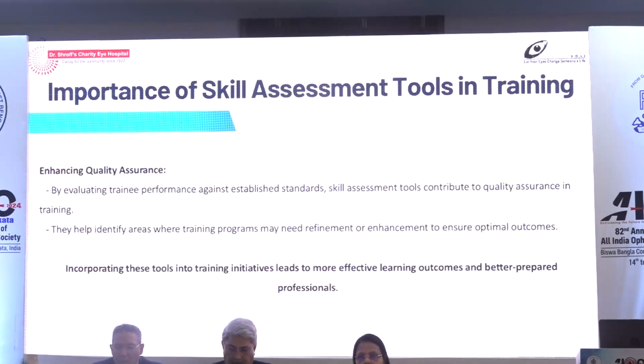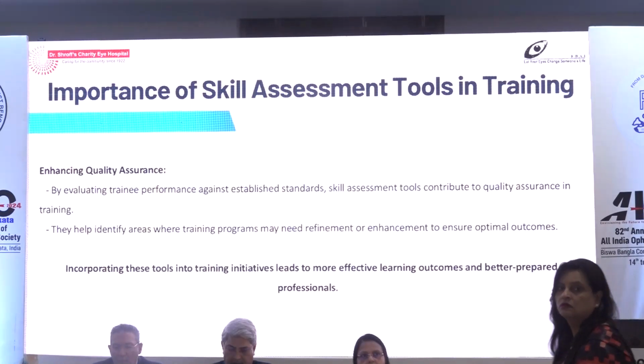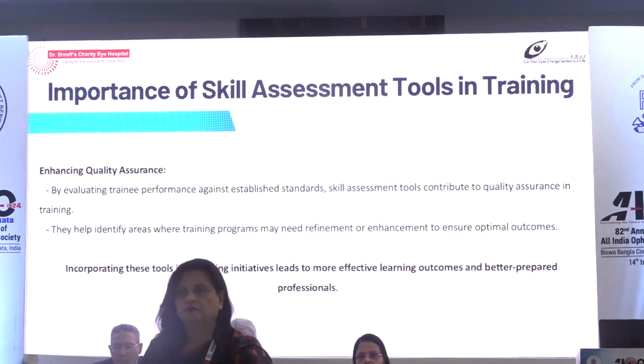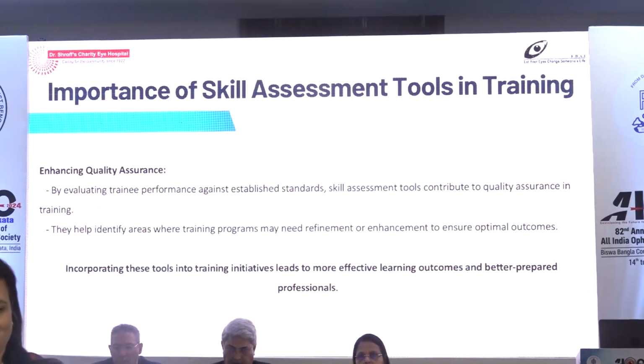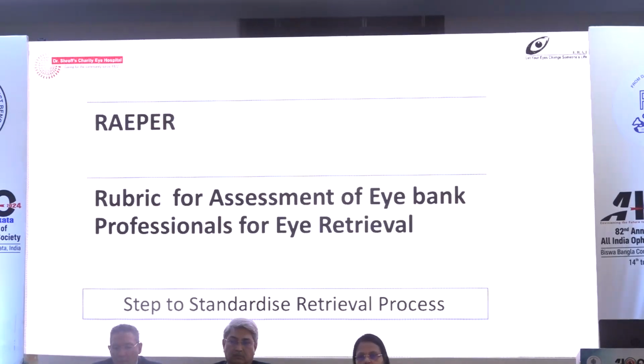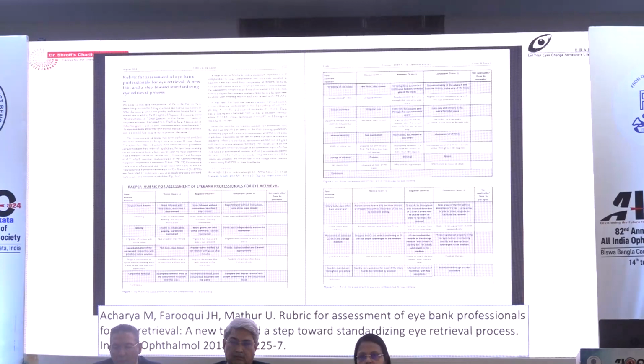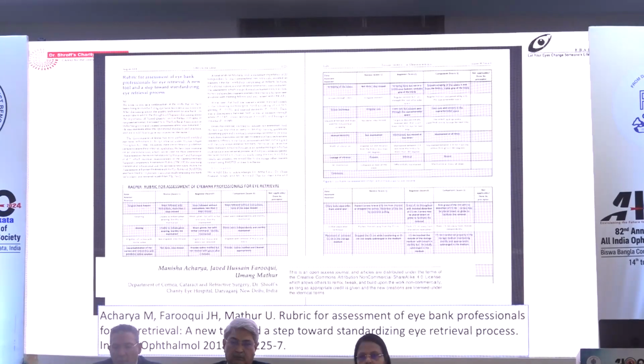It enhances quality assurance by evaluating trainee performance against established standards. Skill assessment tools contribute to quality assurance in all training programs. They help to identify areas where training programs may need refinement or enhancement to ensure optimal outcomes. And if we incorporate these tools, we can have more effective learning outcomes and better prepared professionals. One such skill assessment tool developed is a rubric for assessment of eye bank professionals for eye retrieval. This is again a step to standardize the retrieval process, and was published in IJO in 2018.